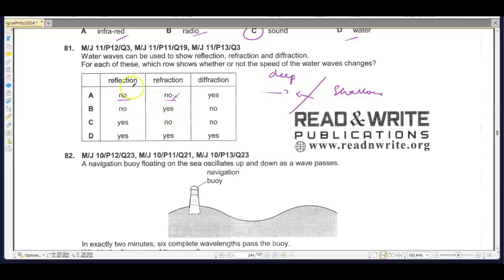Okay, if we move to B, in reflection no change of speed happens. This is correct. In refraction there is a change of speed, and in diffraction there is also no change of speed. So B is going to be our correct option. We've reached our correct option.